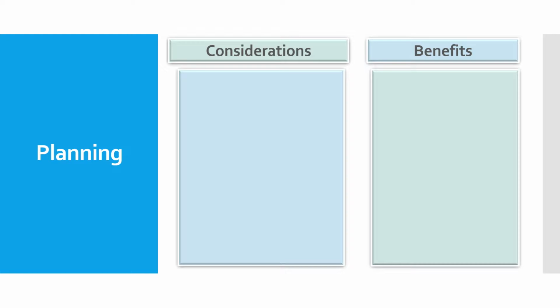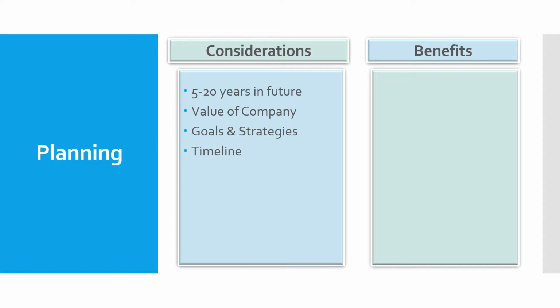An effective strategic planning process asks the following. Where will we be in 5 to 20 years in the future? What value do we bring to the customer, and will that need to change? What will our goals be, and what strategies can help us achieve those goals? What is the timeline for each strategy's implementation?